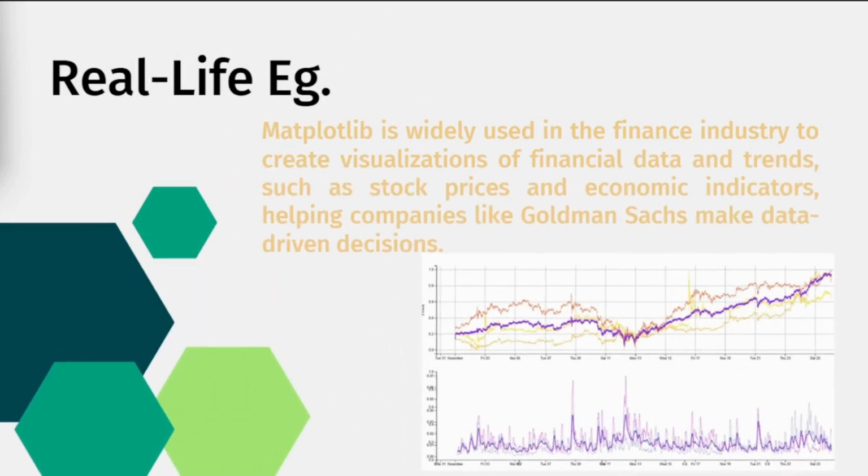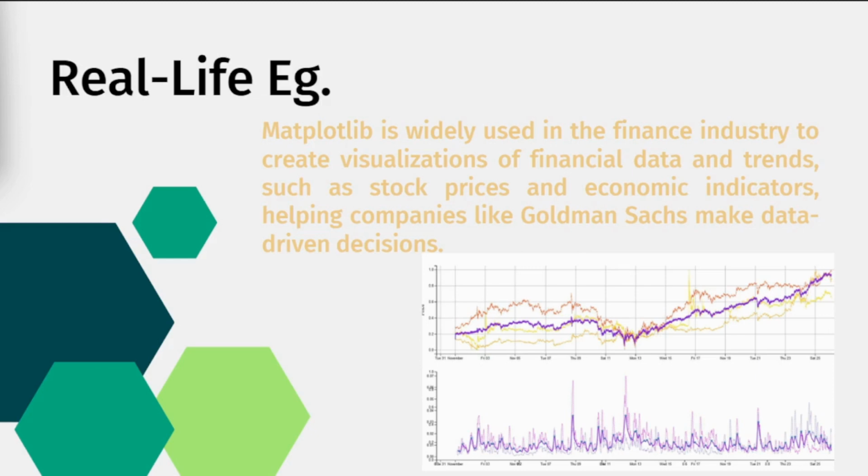Now here comes the real life example of Matplotlib. Matplotlib is widely used in various industries to create visualizations that help make data driven decisions. One such example is the use of Matplotlib in the finance industry. In the finance industry, Matplotlib is used to visualize financial data and trends such as stock prices, market trends, and economic indicators. One company that uses Matplotlib in their financial analysis is Goldman Sachs.